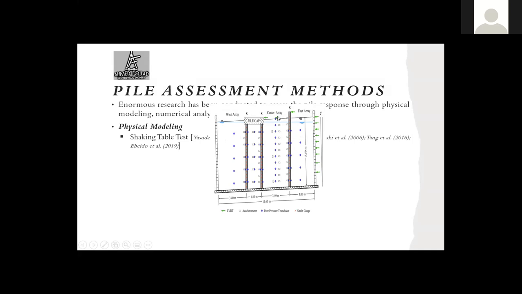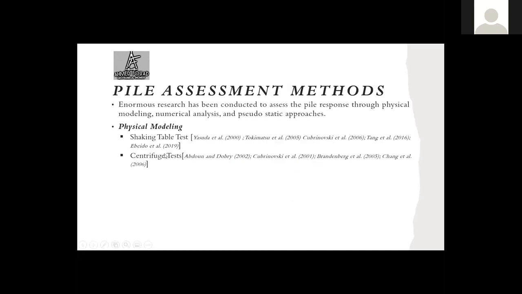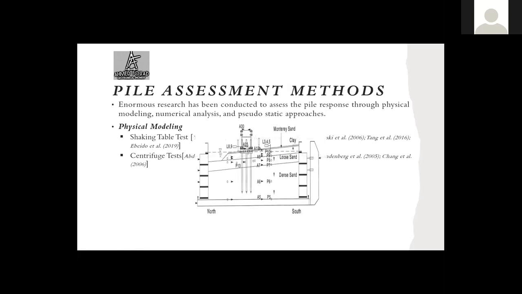And also we can locate the water table at different depths. Also, we can expose the shaking table to different intensities of shaking, and also in different directions, either in a double direction, or we can also expose the shaking table to a vertical acceleration. The other kind of physical modeling is the centrifuge test. The centrifuge test is a very important technique to simulate the soil-pile structure interaction in order to collect data. We can use it later for numerical modeling.